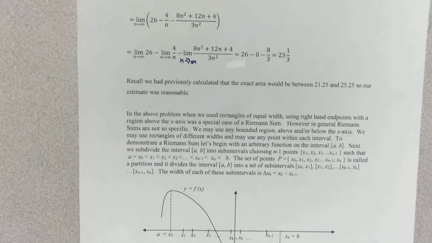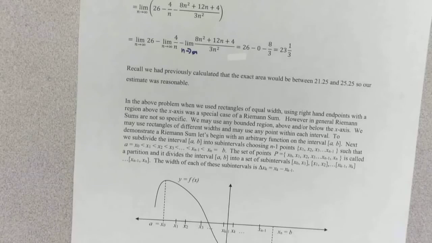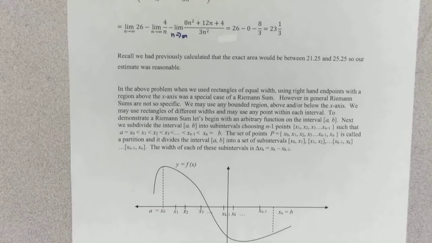Okay, so getting ready for the next section. We're just going to have some terminology here that'll carry over to the next section. I'm not going to do any more problems in this section. So in the above problem, we used rectangles of equal width using right-hand endpoints with a region above the x-axis. This was a special case called a Riemann sum. And a Riemann sum, again, is just that idea of adding up infinitely many rectangles. That's all a Riemann sum really is.